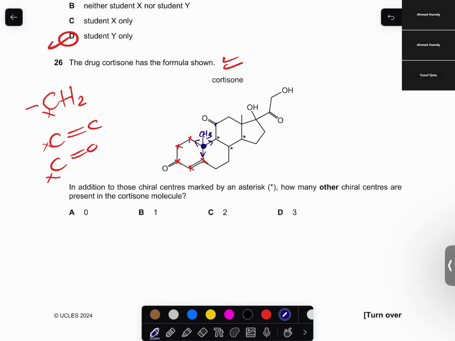Okay. This one not chiral, not chiral, not chiral. This one is chiral. This one is chiral, and this one also chiral because it has 4 different groups. This one is not chiral. This one is not chiral. This one is not a chiral carbon atom. Okay, so rather than these carbons, we have 1, 2, 3 chiral carbon atoms.